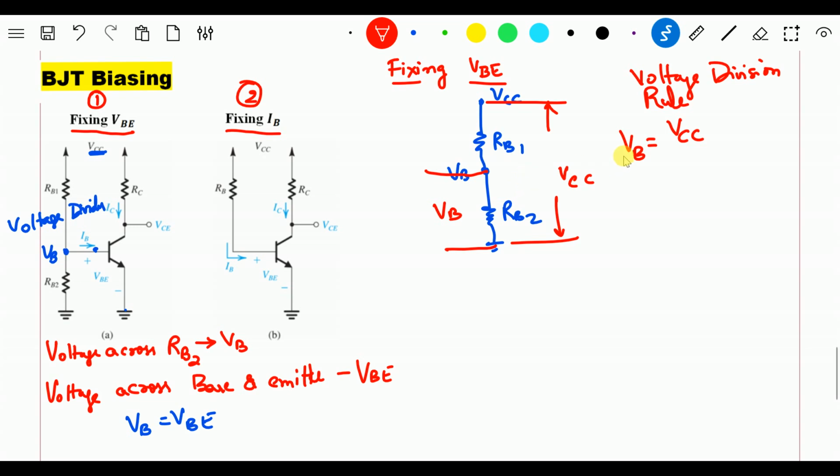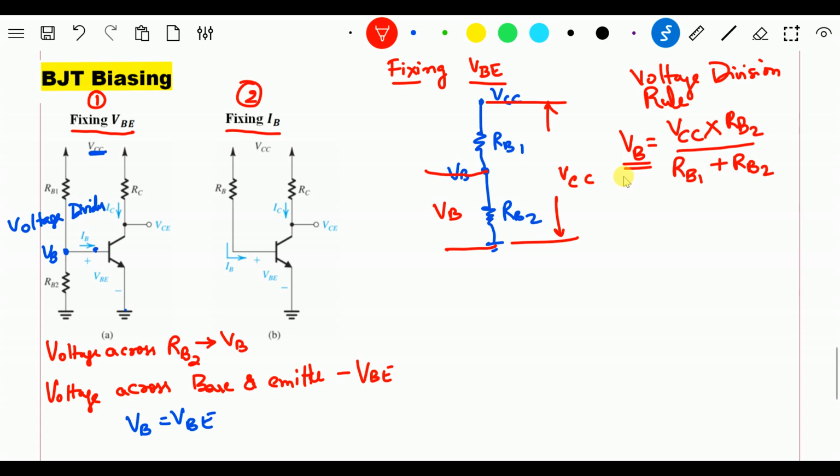So by using the voltage division rule, VB equals the total voltage VCC multiplied by the same resistance across which the voltage needs to be found. That is RB2 divided by RB1 plus RB2. Now this is my equation for VB.